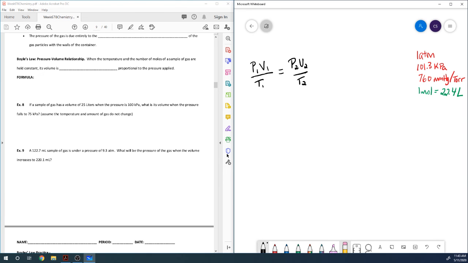V1, okay? So let's look at example 8. So the first thing we need to do is let's line this out. I know it's tedious, but until you're comfortable with it, this is the best way to work through these problems.